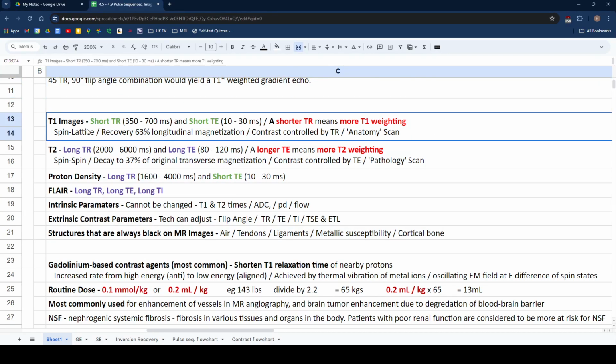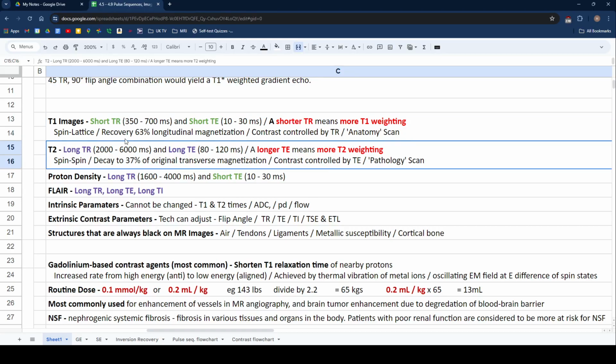So T1 images have short TRs and short TEs. A shorter TR means more T1 weightings. Spin lattice, and it's a recovery of 63% of longitudinal magnetization. Your contrast is controlled by your TR, and it's an anatomy scan.